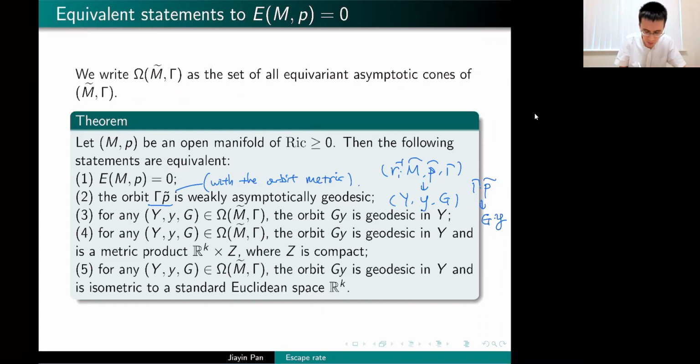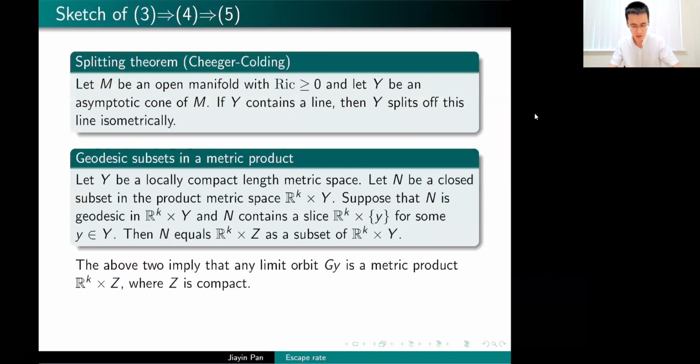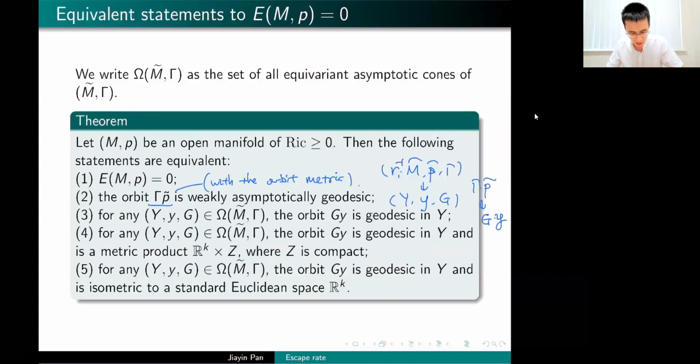So eventually you want to show this. All of these are equivalent at the end of the day, but the most important one is you want to get this number five: the orbit G dot Y is indeed isometric to a standard Euclidean space. Without this compact factor, it's not only geodesic, it's very rigid. It's just a standard Euclidean space. Okay, so here we give a sketch of how 3 implies 4 implies 5. I think I indicated why 2 implies 3. 1 implies 2 is fine.